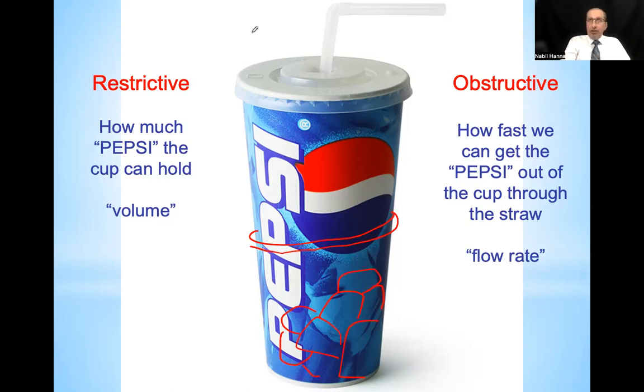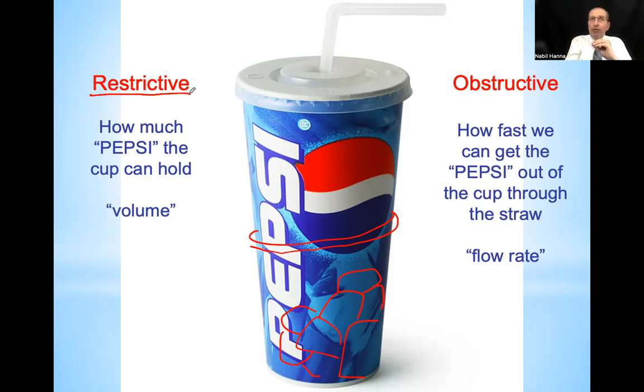Here, in these conditions, when something is restricting the capacity of the cup, what's your difficulty? To get Pepsi in or to get Pepsi out? Your difficulty is to get Pepsi in. So what we can call restrictive cup disease means you're unable to fill the cup with Pepsi. Let's apply this to the lung. A restrictive lung disease means you are unable to fill the lung with air easily.